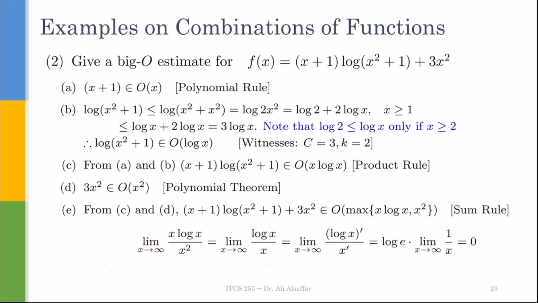Since the limit of x log x over x squared is equal to 0, then x squared grows faster and the maximum will be equal to x squared. So therefore, we say that f of x belongs to O of x squared.